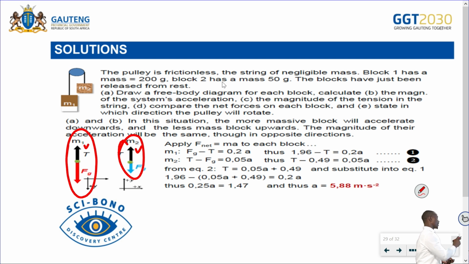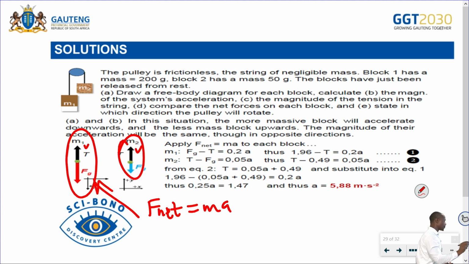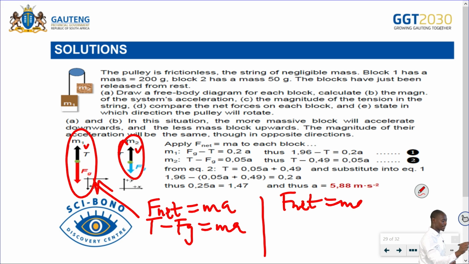So the equation, for example, for this one, it's F net equals ma. So here, let's say you decide to take up as positive. So it will be tension minus Fg equals ma. For the other one, F net equals ma. So if you took up here as positive, there's no way that you will take up as positive here, because in both equations, your tension will be positive, right? So we don't expect that.